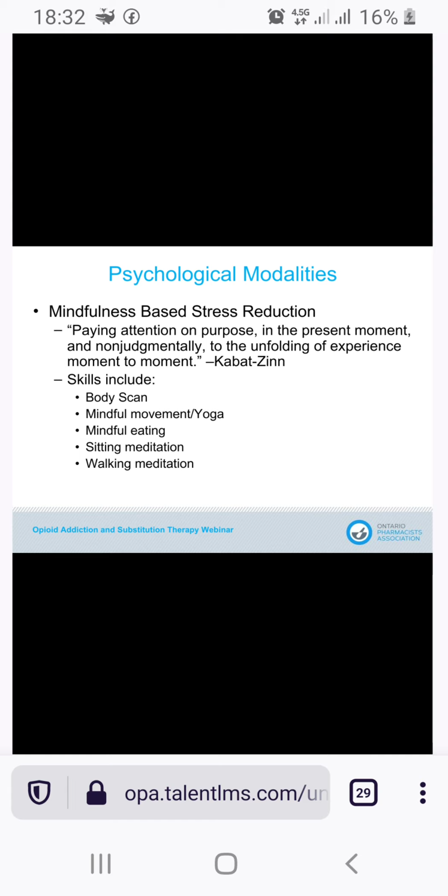Another big program that we also focus on is mindfulness-based stress reduction. A quote here is, it's essentially paying attention on purpose to the present moment, non-judgmentally to the unfolding experience moment to moment. So it's really being present and accepting their pain experience at the point and not judging what is going on, through skills of body scan, mindful movement and yoga, mindful eating. There's meditative practice integrated into this stress reduction program.